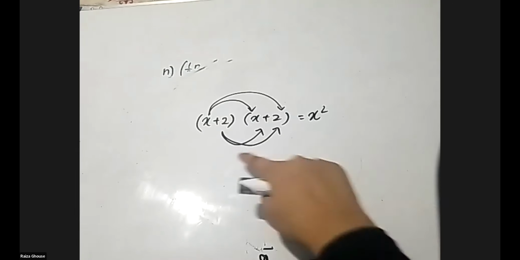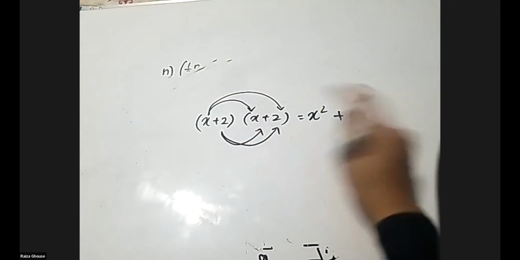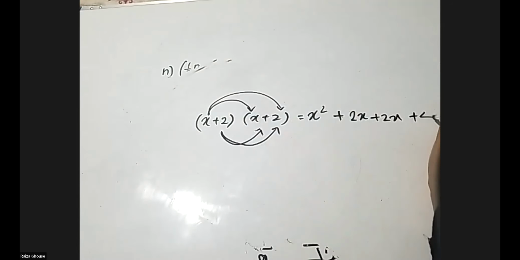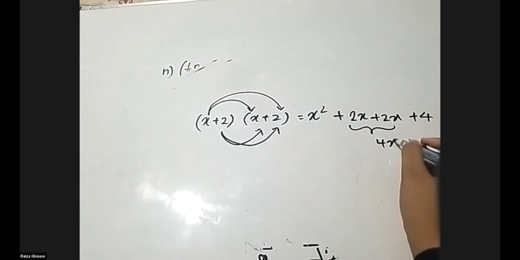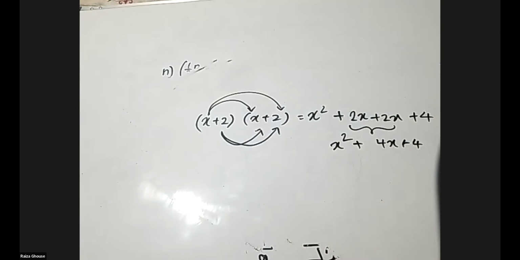So this is one of the short steps. x into x squared plus x into 2 is 2x. 2 into x is 2x. 2 into 2 is 4. In grade 9, you have learned this. So in this method also, you can do it without taking everything out. Finish it soon. That's one of the short methods.